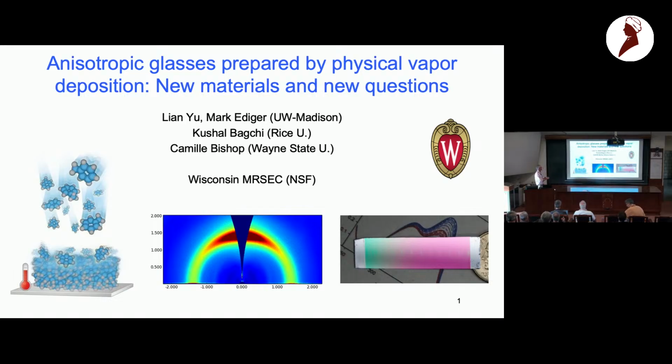So I want to talk about glass. Actually, it's interesting, glass is in the title of the symposium. A lot of talks have not been about glass. Okay, so I want to talk about anisotropic glasses, and I'll explain what I mean by that. In particular, those prepared by vapor deposition. I have a faculty colleague, Lian Yu, who's been a partner in much of this work, and two of my former students, Kushal and Camille, have played a huge role in this. Kushal, by the way, grew up in Bangalore.